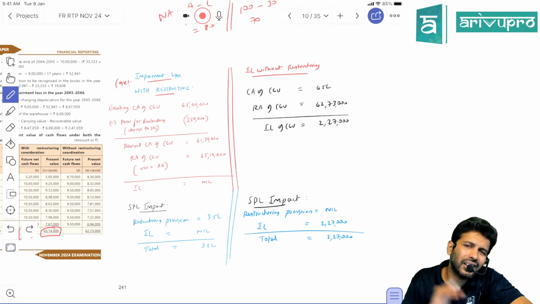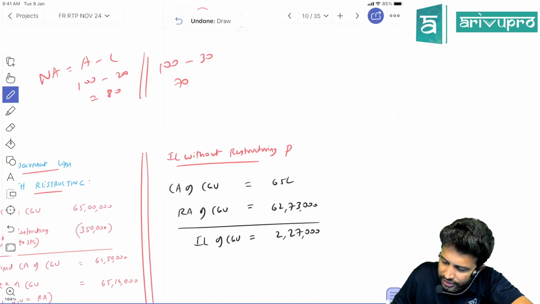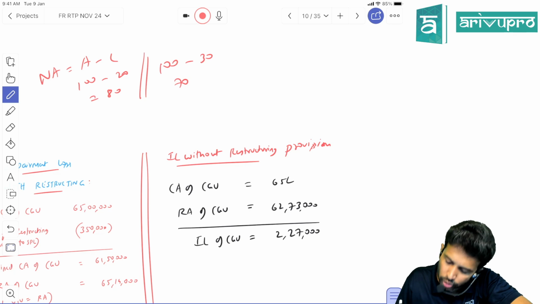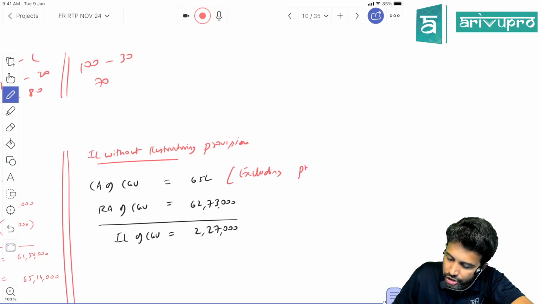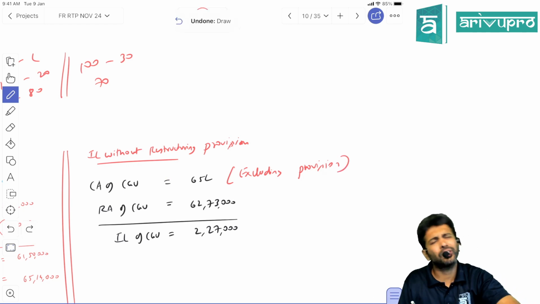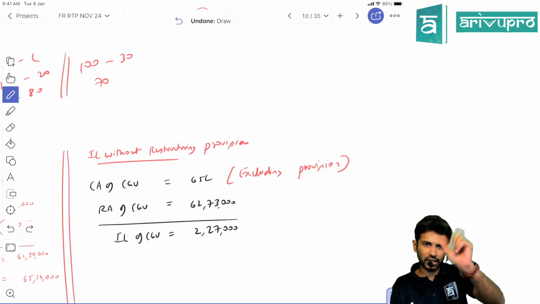Next, with the same data, they are asking you to calculate, but without including restructuring provision. They are asking you to exclude restructuring provision and calculate. That's a requirement of the question. So what is the carrying amount of CGU? 65 lakh. This is anyway excluding restructuring provision, so it should not be included, and it is not included also. So what do you have to do? No more adjustment. So carrying amount is 65 lakh because we are not considering restructuring provision in case 2.